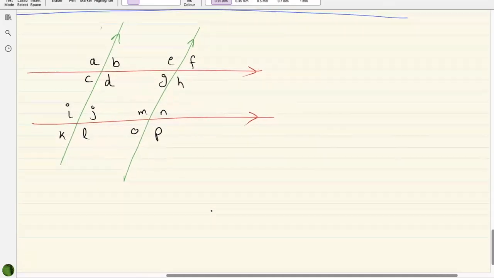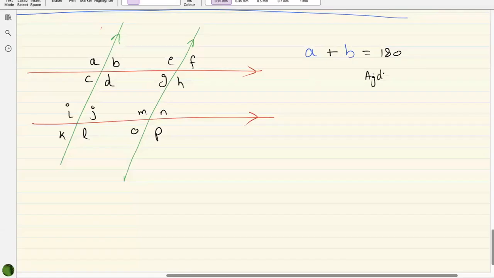So if I ask what is the relation between angle A and angle B? What do you know about them? That the sum equals 180? Yes, that's right. The sum is 180. And they're known as adjacent angles on a straight line.